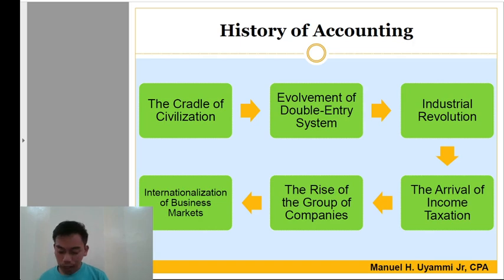Next is the arrival of income taxation. Kasi in the US in 1861 or noon pa in China meron na silang tax in AD 10, after the death of Jesus Christ, 10 years after his death, merong tax doon. In 1798 meron na rin sa United Kingdom. Tapos sa US in 1861 nagkaroon ng tax. Sa atin, in the Philippines, 1913, nagkaroon tayo ng tax. So, ang pagdating ng tax is a major event in the history of accounting also.